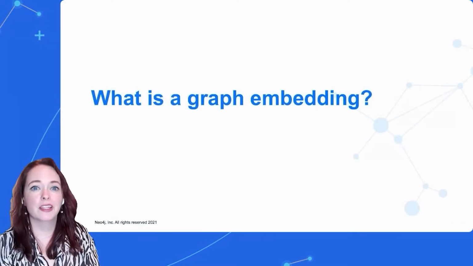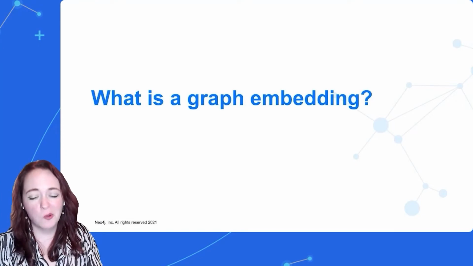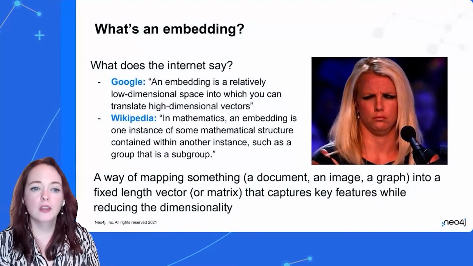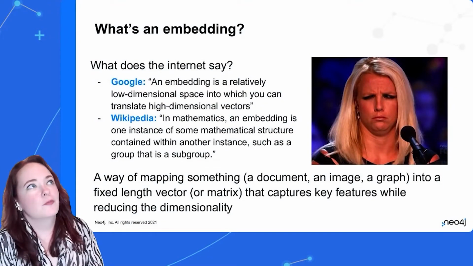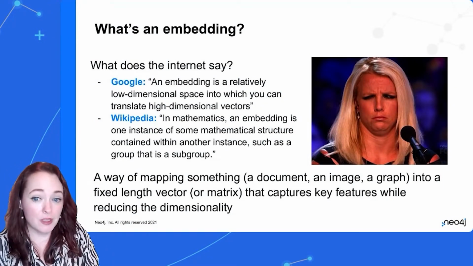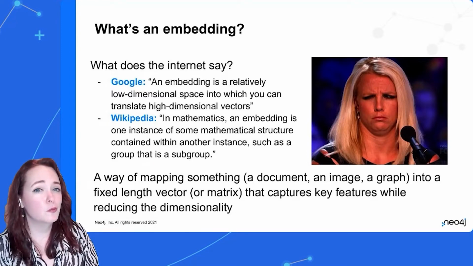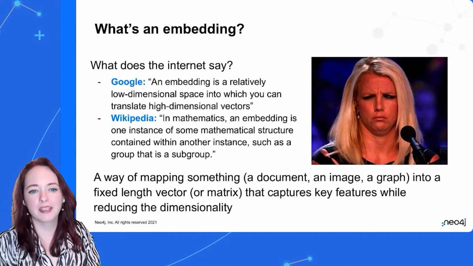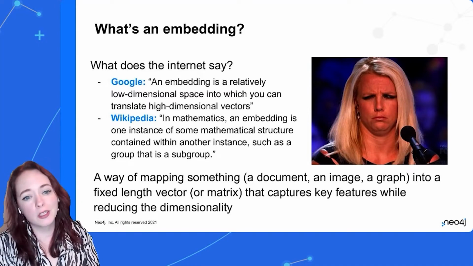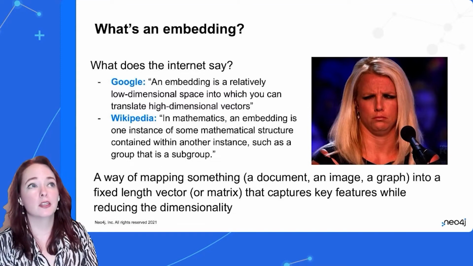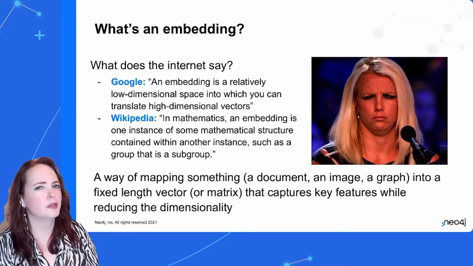So let's talk about graph embeddings. What the heck are they, and why should you care? So whenever someone presents me with a new concept, I usually start with Google. If you Google what is a graph embedding, you're going to get some answers that may or may not make sense. So Google will tell you an embedding is a relatively low dimensional space into which you can translate high dimensional vectors.